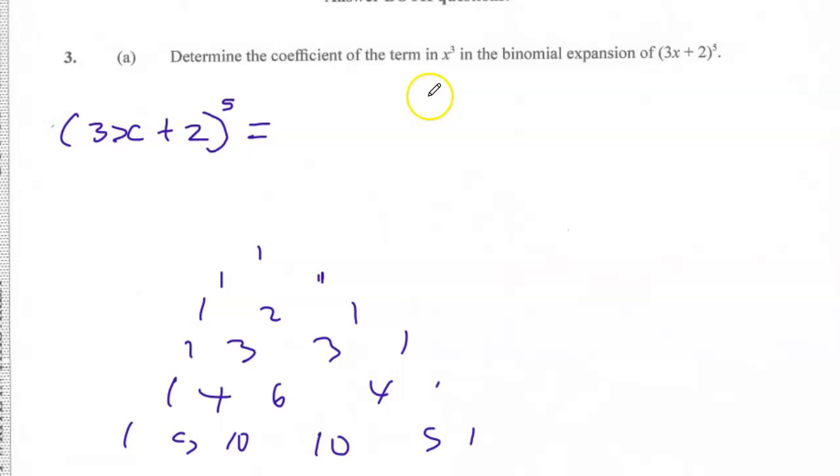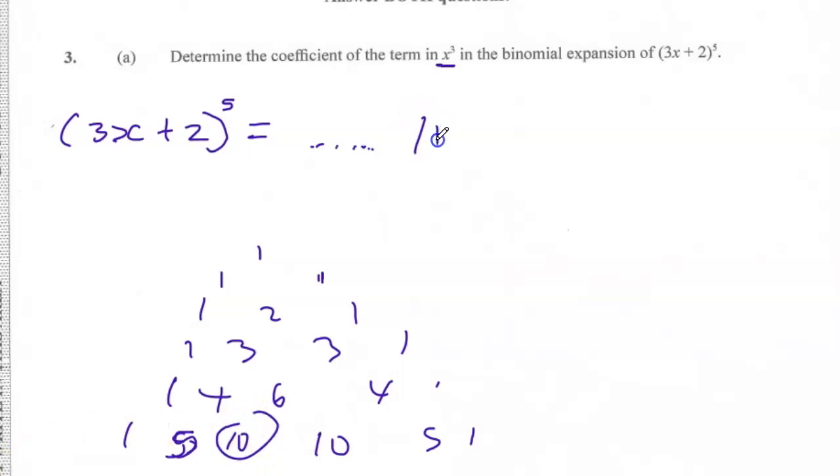So the terms would be (3x)^5, (3x)^4, (3x)^3 with coefficients 1, 5, 10. So it will actually be the third term when the coefficient is 10. So when the coefficient is 10, that's the third term.